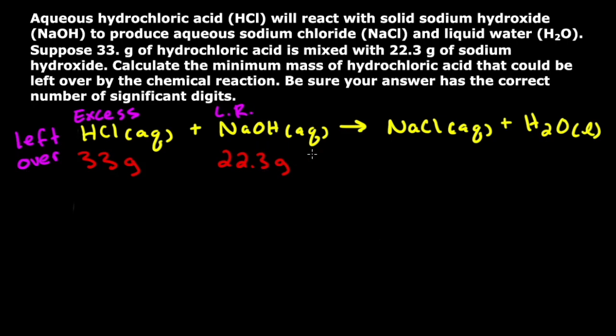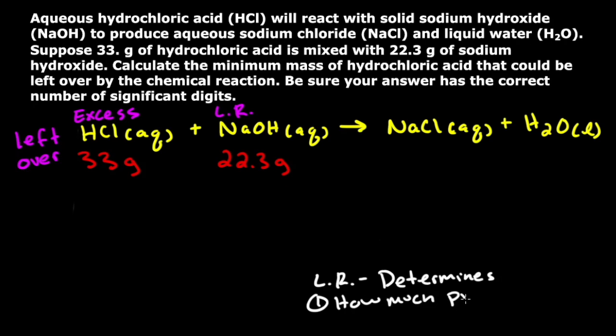So LR for short. And anytime you're given two different chemicals and two different amounts, that's going to be a limiting reactant problem. And a limiting reactant problem tells you two things for a limiting reactant. It tells you a limiting reactant will be used to determine, it determines two things. The first thing that it determines is how much product is made.